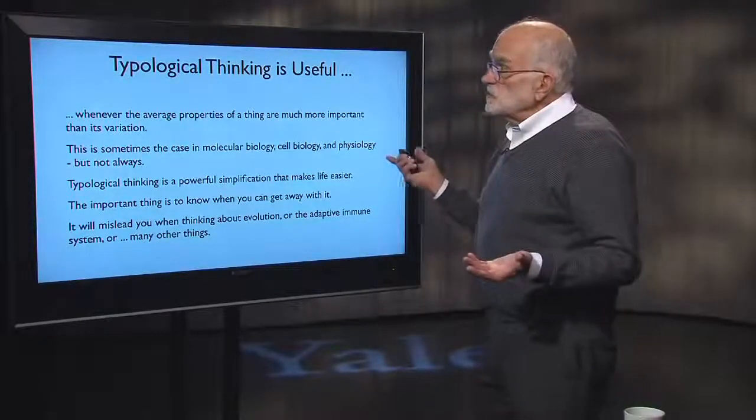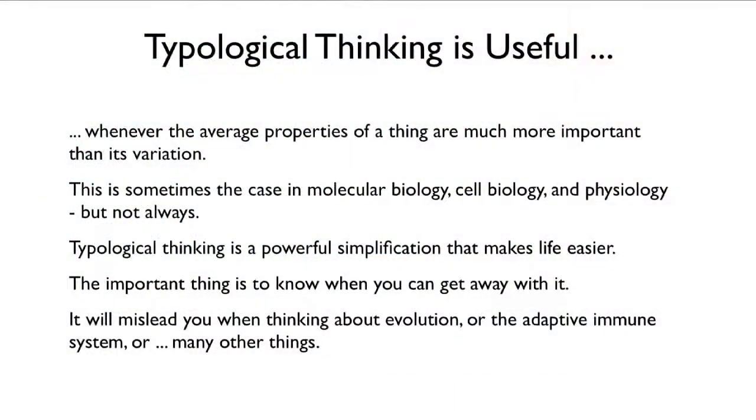So, those conditions are ones where the average properties of a thing are much more important than its variation. That's sometimes the case in molecular and cell biology and physiology, but not always. It is a powerful simplification that makes life easier. One of the reasons it's so tempting is that you can deal with the world efficiently by making it less complex. So the important thing to know about typological thinking is when can you get away with it? It's going to mislead you when thinking about evolution or about the adaptive immune system or about many other things whose basic mechanism is based on variation.